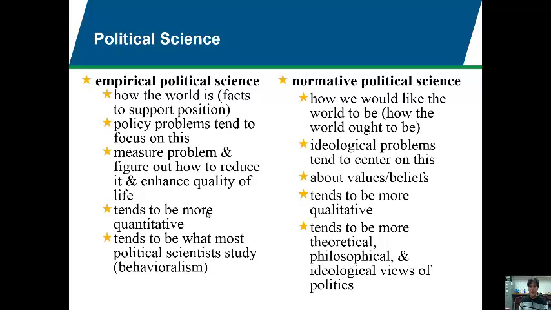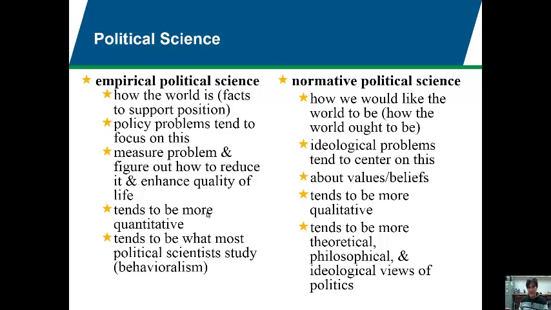When you're trying to deal with a policy problem, you need the facts of what's really going on. Empirical political science measures the problems and figures out how to reduce them and enhance the quality of life. It tends to be more quantitative, and what I mean by that is that they tend to look at numbers and facts and statistics and data.